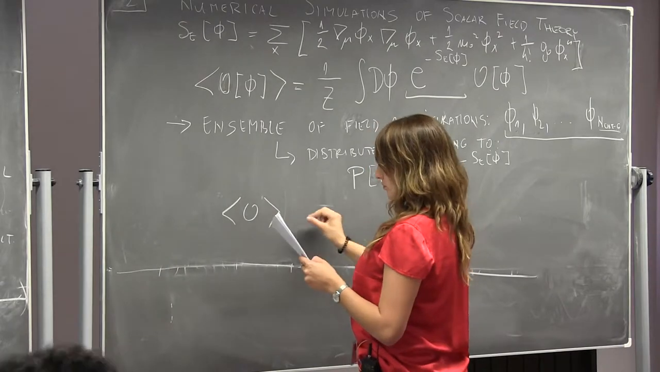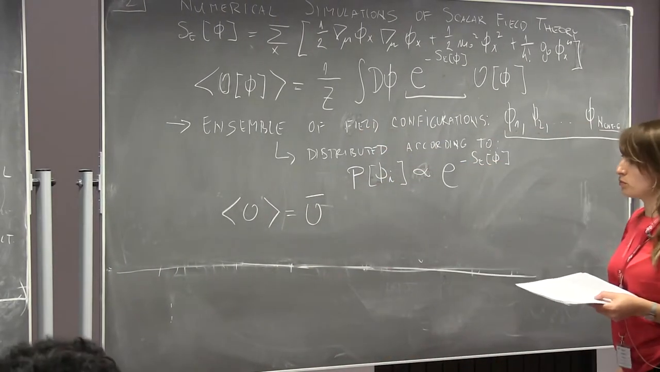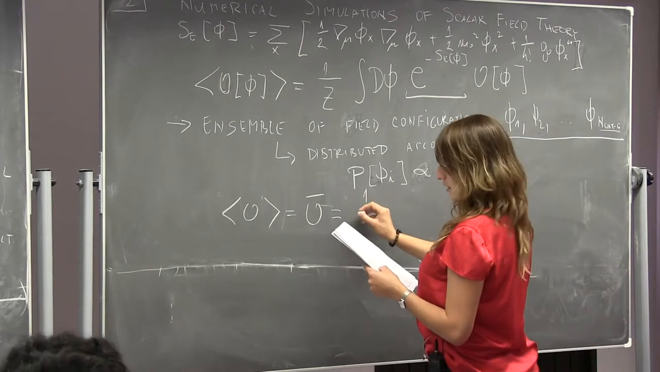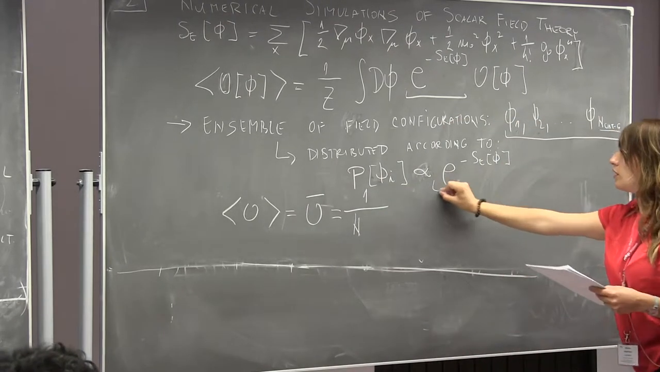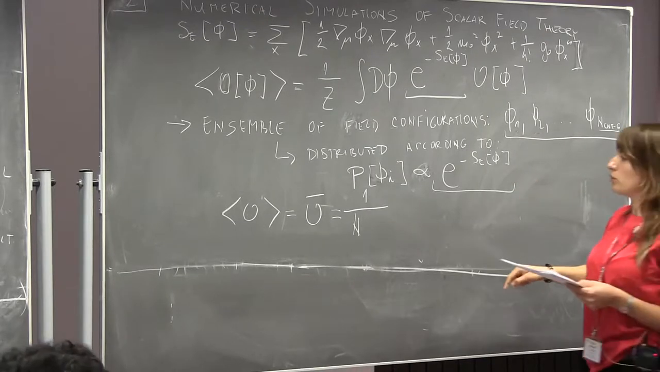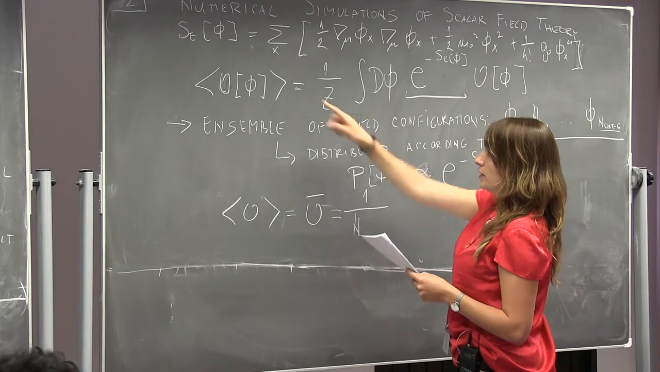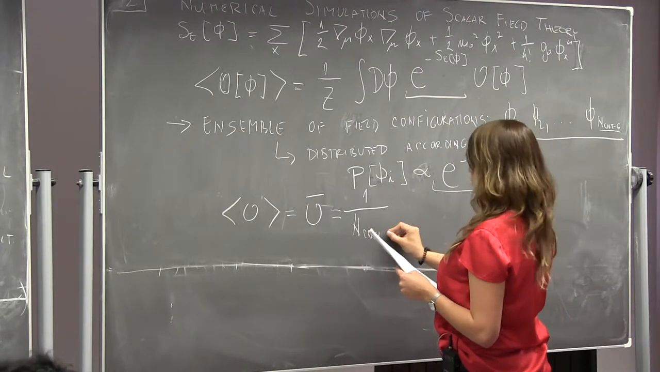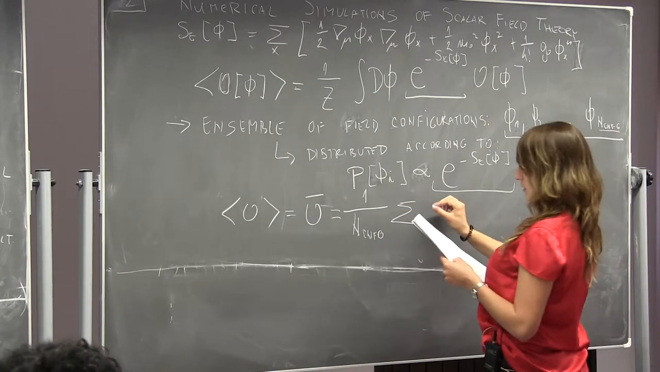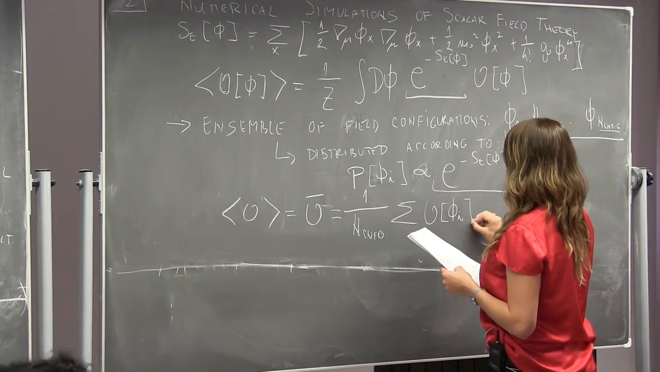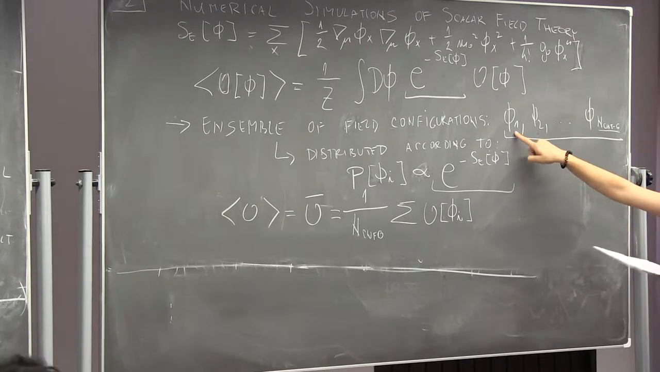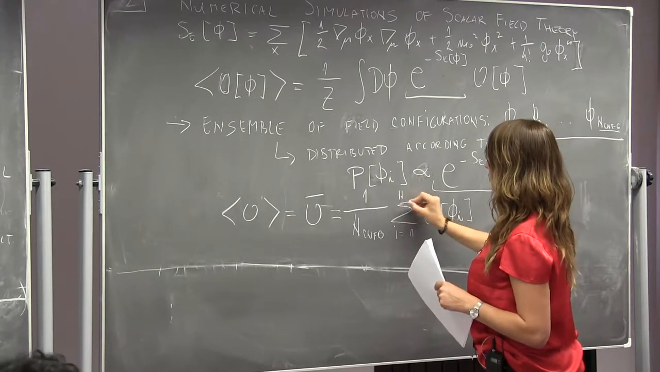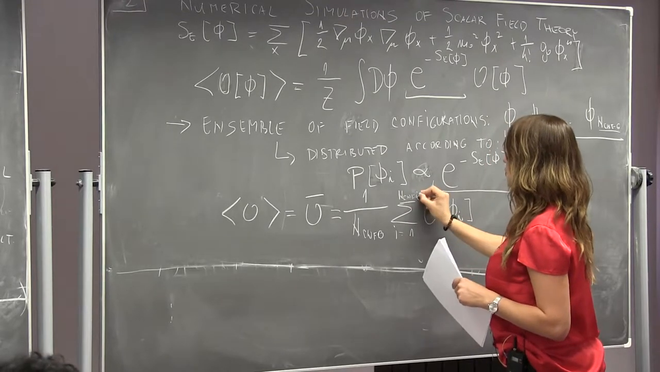So the estimator for the average of this observable O we will denote as O with this overline. If the configurations are already generated such that they are distributed according to this Boltzmann weight, then an estimator for this observable would be computed just by averaging over n configurations of the observable, all computed on each of these previously generated field configurations. So the sum goes from 1 to the total number of generated field configurations.